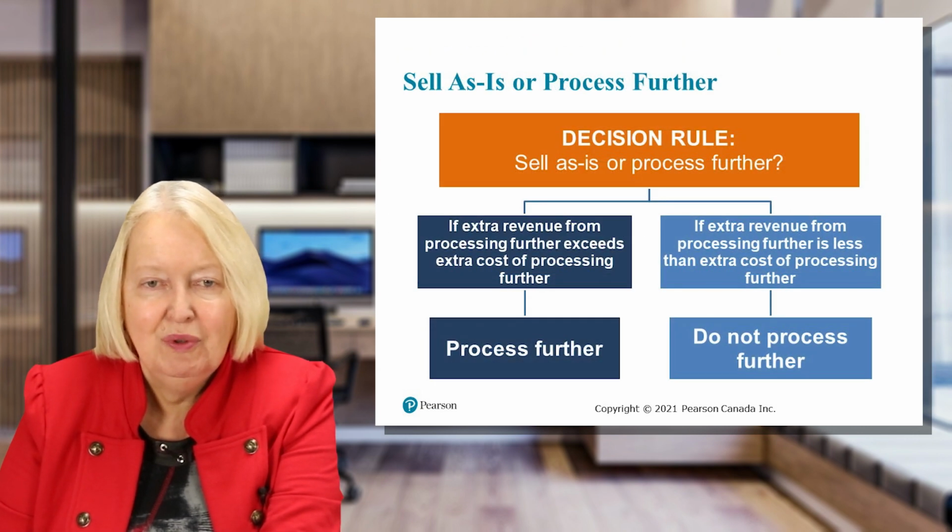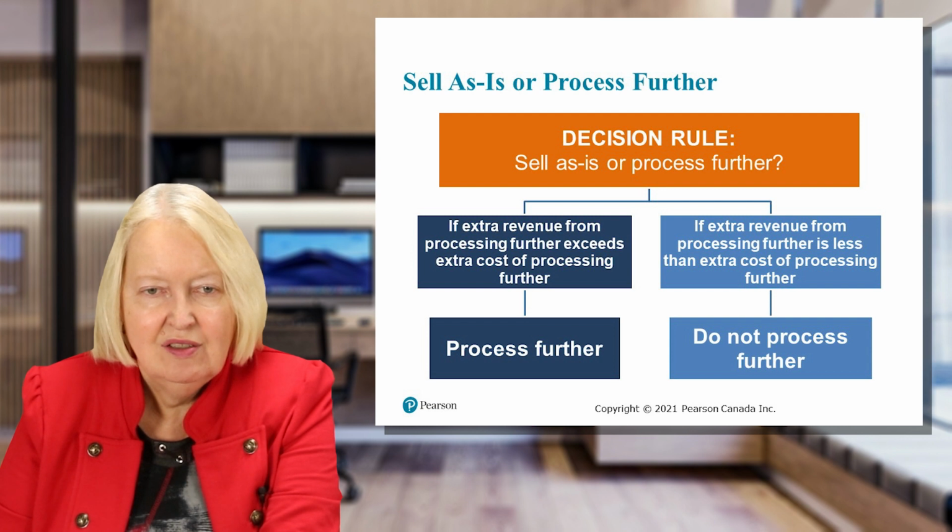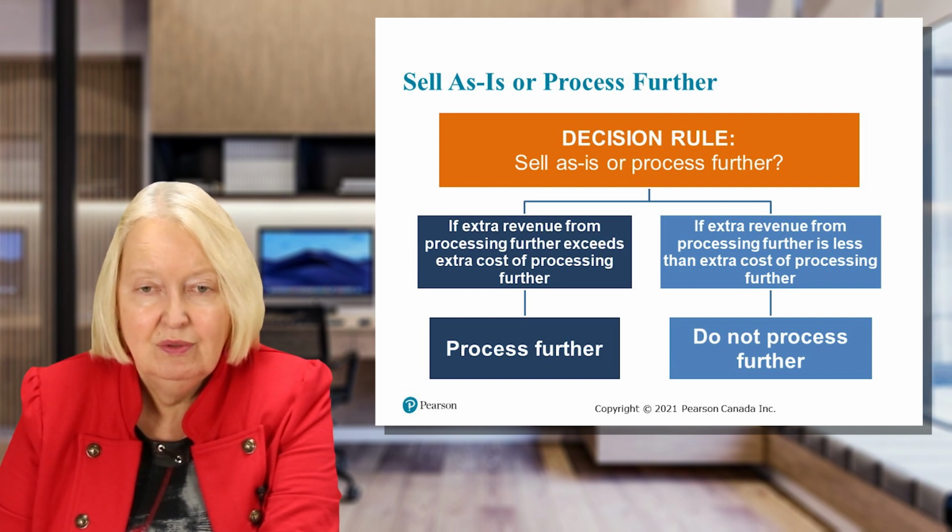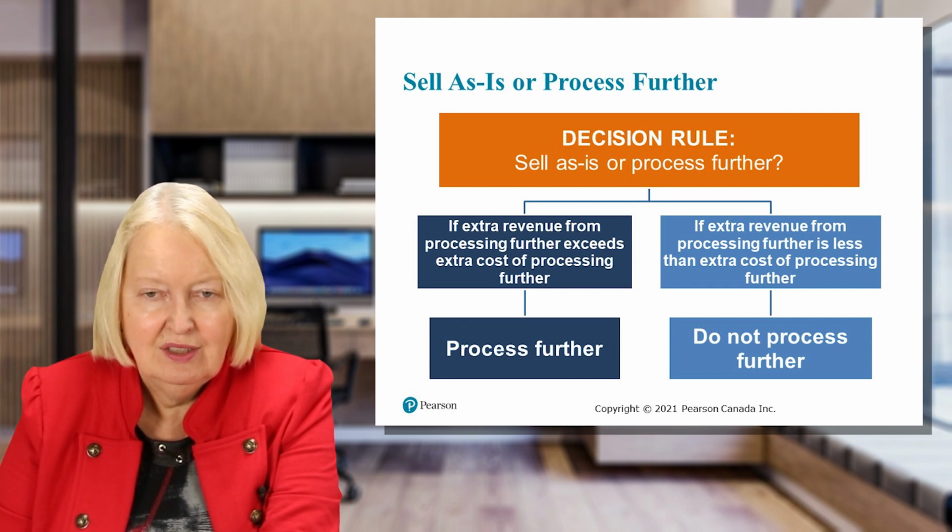Again, the decision rule, to sell as is or process further: if the extra revenue from the processing exceeds the cost of the extra processing, you would do it. And if the extra revenue is less, then you would not do it.